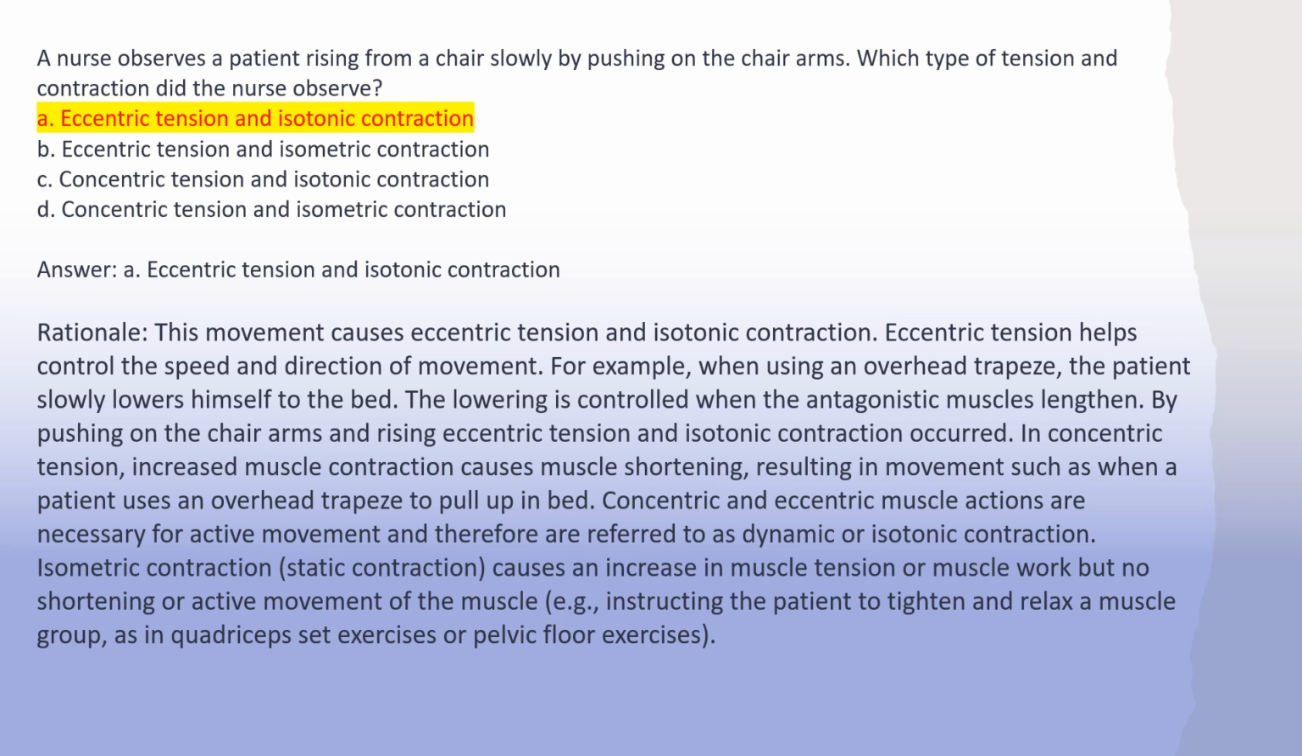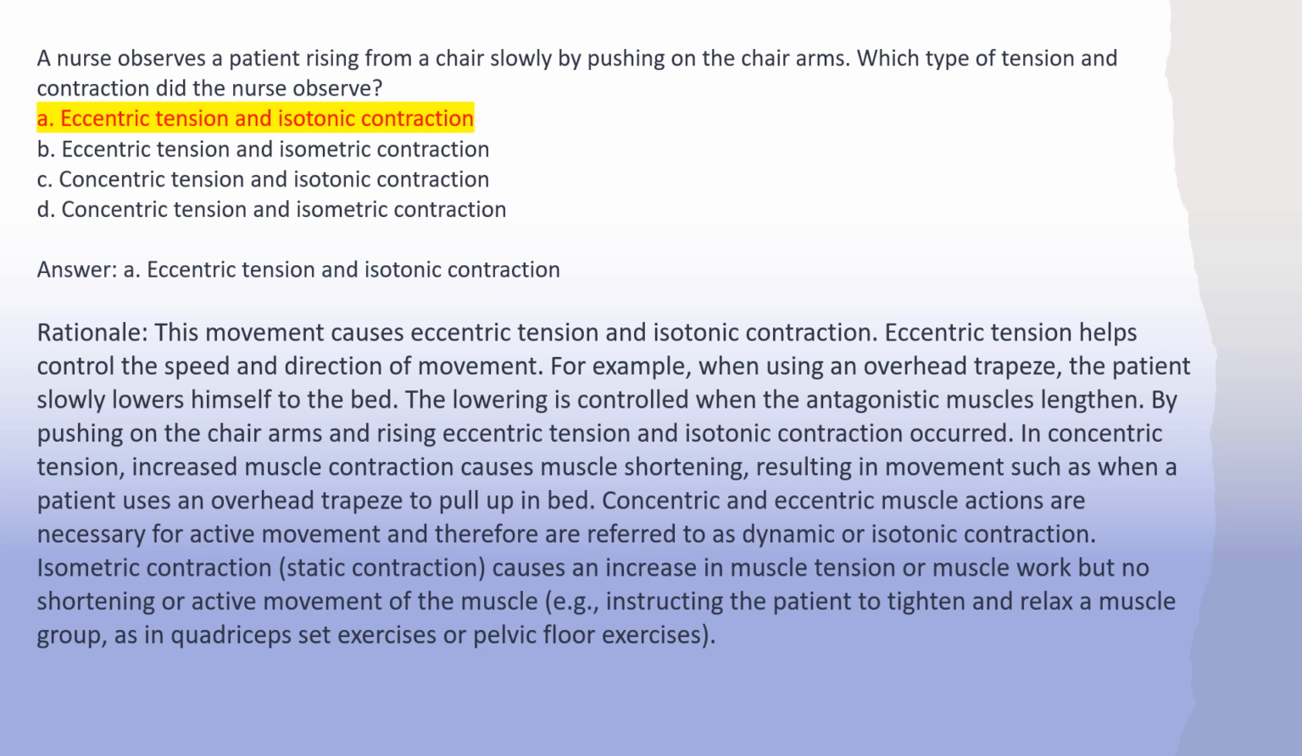Eccentric tension helps control the speed and direction of movement. For example, when using an overhead trapeze, the patient slowly lowers himself to the bed. The lowering is controlled when the antagonistic muscles lengthen. By pushing on the chair arms and rising, eccentric tension and isotonic contraction occurred.